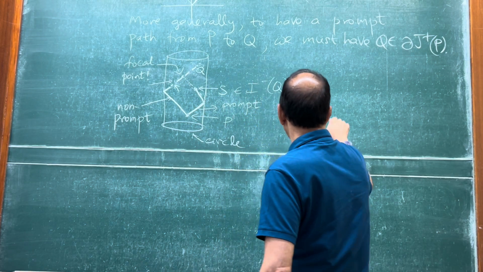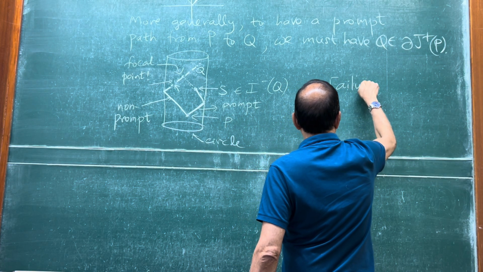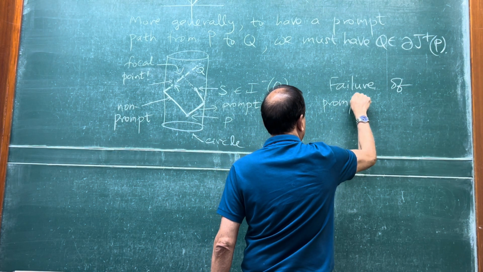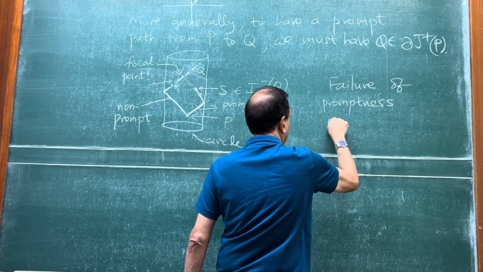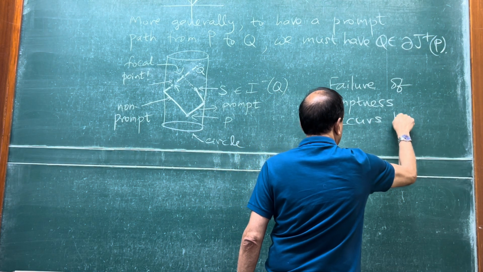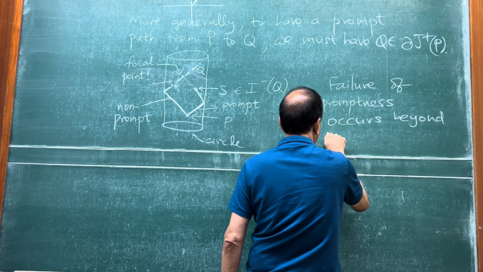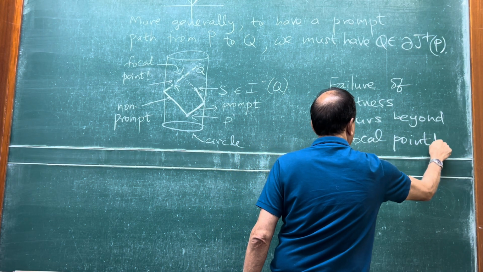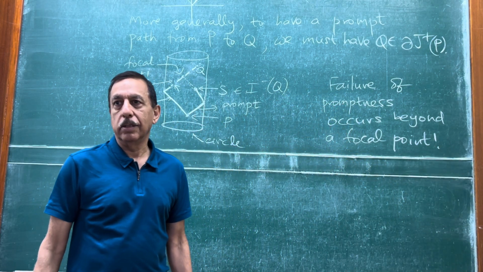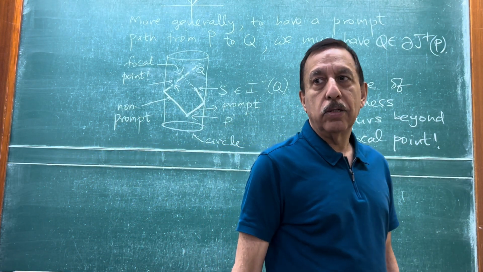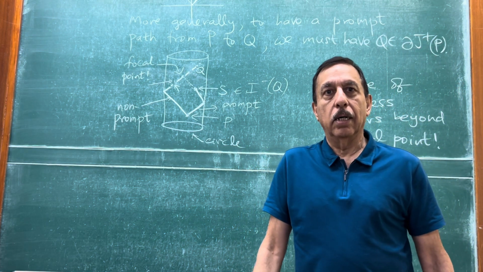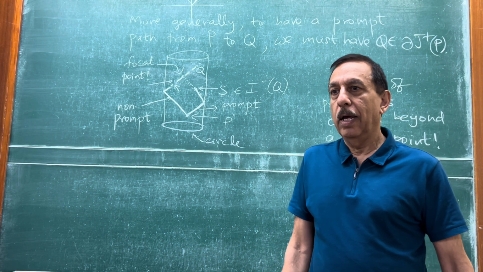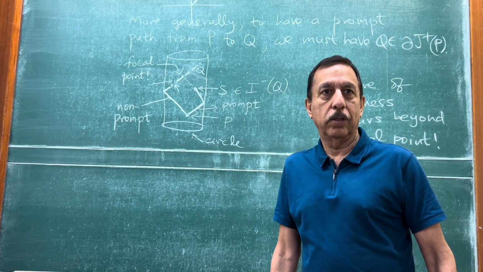And this is only an example. So failure of promptness occurs beyond a focal point. This is only an observation, but in a few minutes we'll argue that that's the general situation. In any manifold, when two null geodesics have a focal point, then continuing beyond that focal point will lead to a non-prompt curve, and there will be a way to find a more prompt curve.